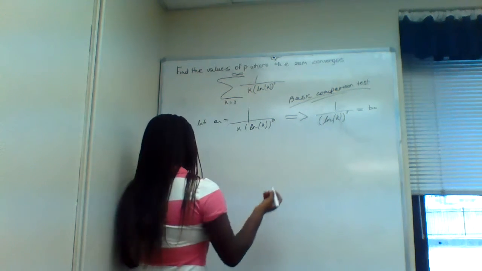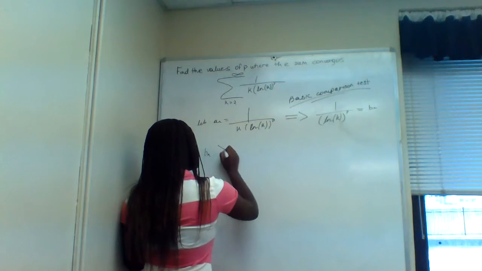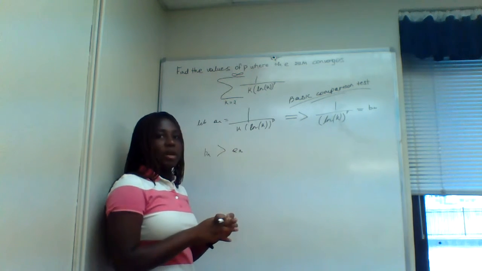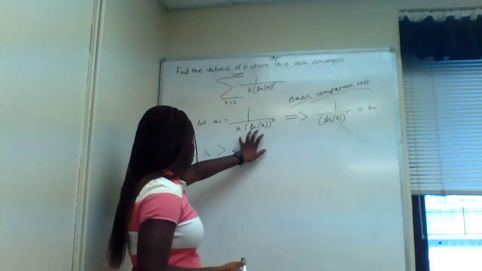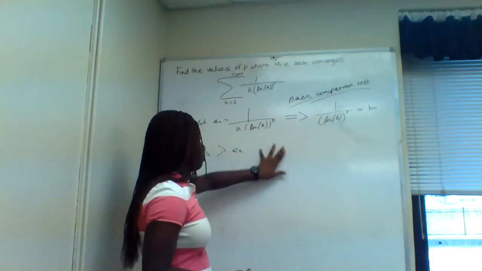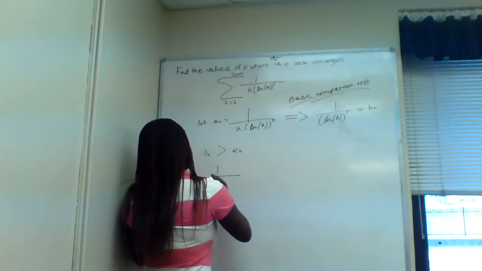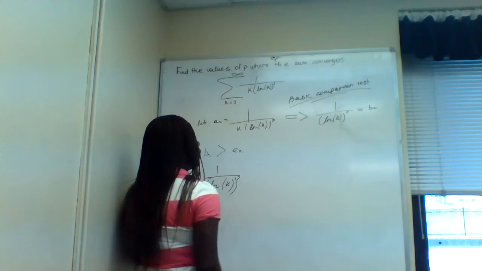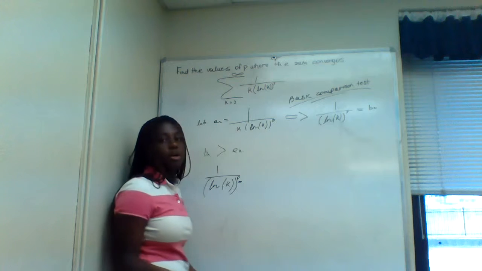Then we said that b of n is greater than a of n. We would kind of expect it to converge. The rule says that if this is bigger than this and this converges, then this converges as well. But then we have to figure out how b of n, 1 over the natural log of k raised to the power p, would converge. Looking at this, we can't really determine because we don't really know what p is.